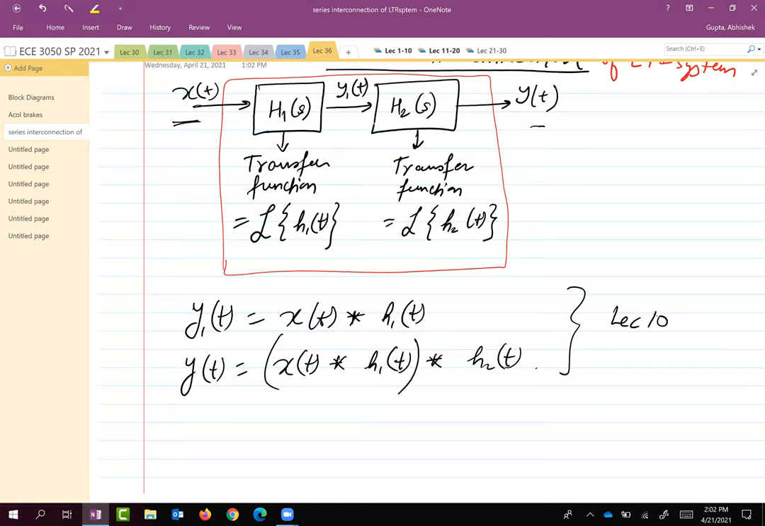Now let's assume that one of these systems is unstable or something of that sort. So you really can't take the Fourier transform. So we are again back to square one. If one of the systems is unstable, we'll have to go through the particular solution and homogeneous solution method to compute y of t, which is very tedious.